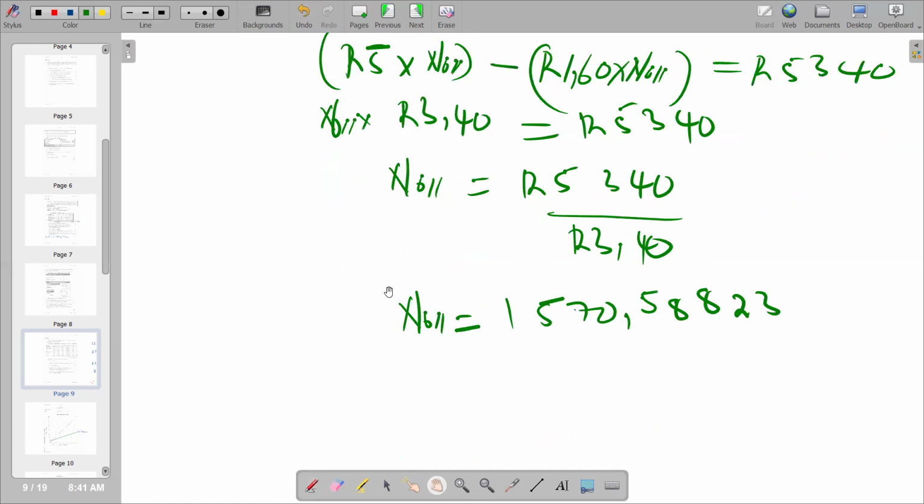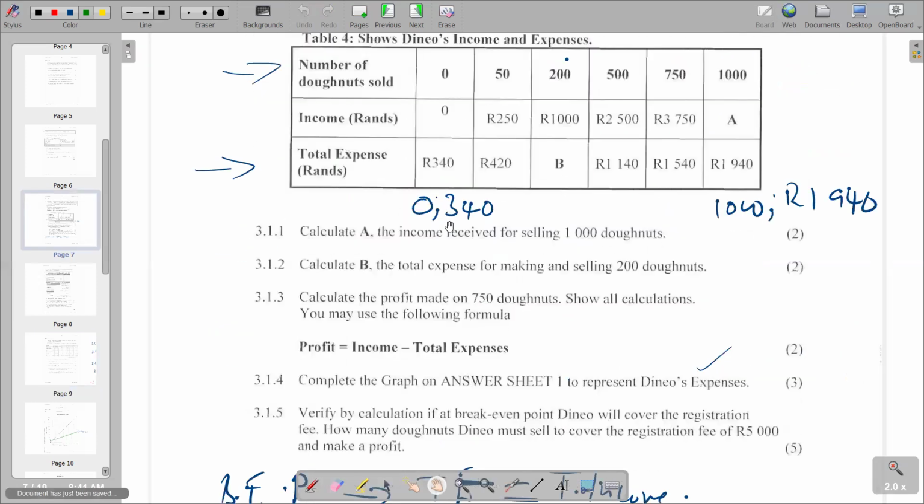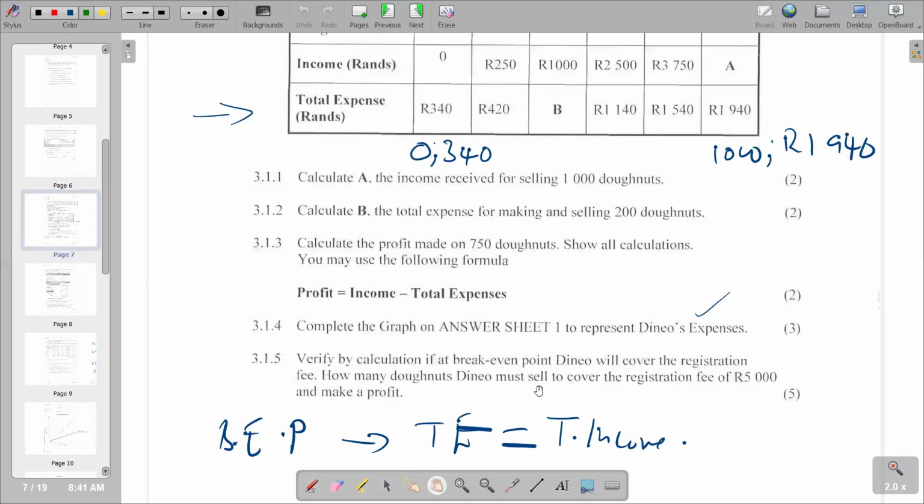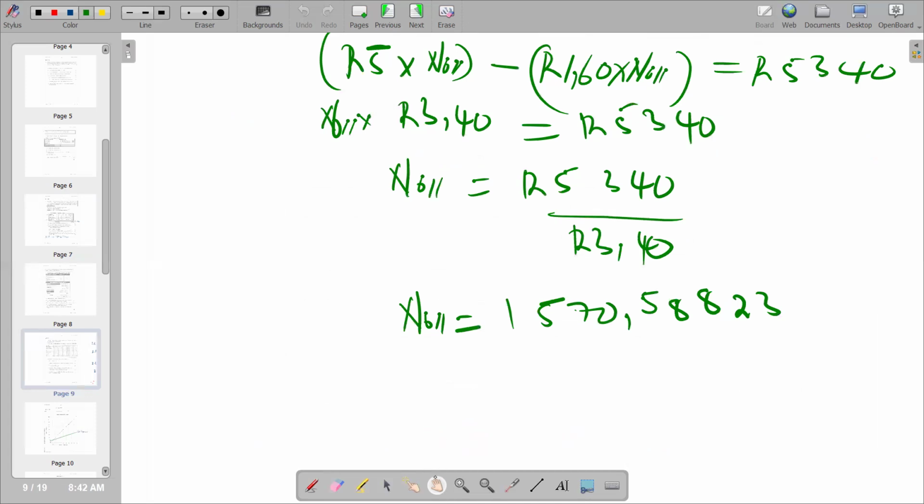So obviously, if we round it upwards so that at least a profit is made, if we add 1, it becomes our number, because if you refer back to the question, it's saying how many dollars you must sell to cover the residence fee of 5,000 rands and make a profit. So it means we round up the number that we get, so that we ensure the profit is made.